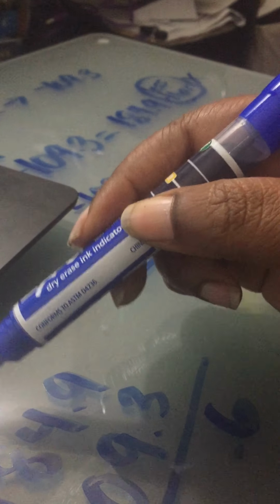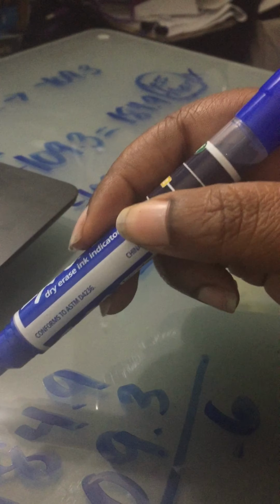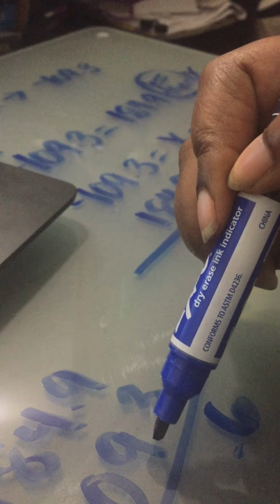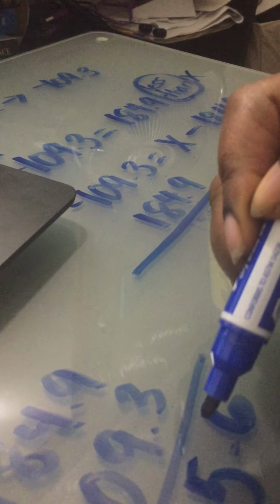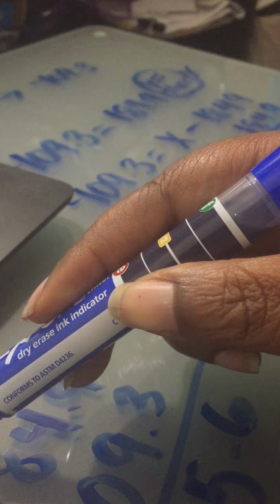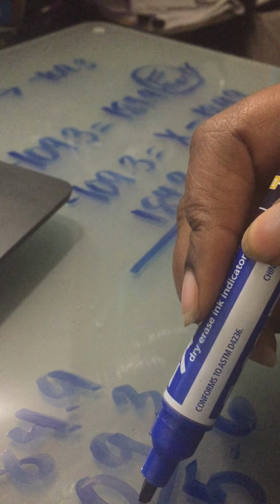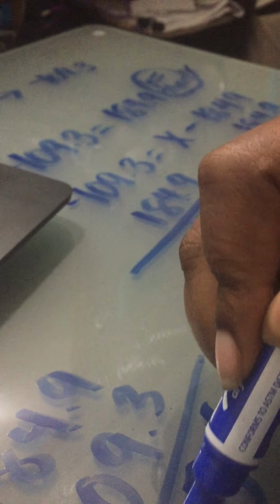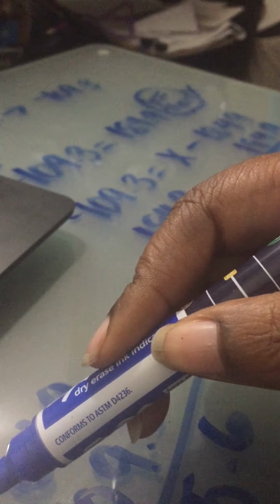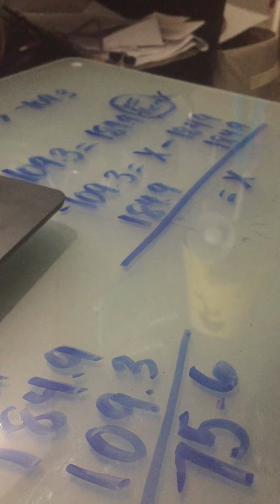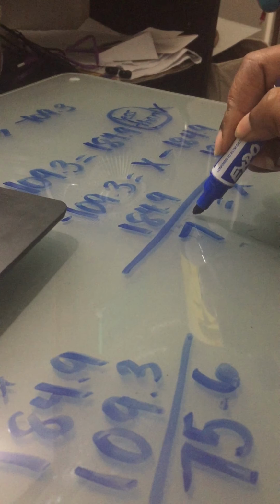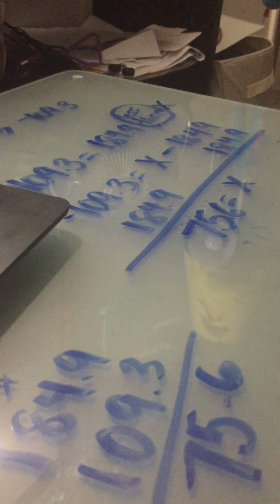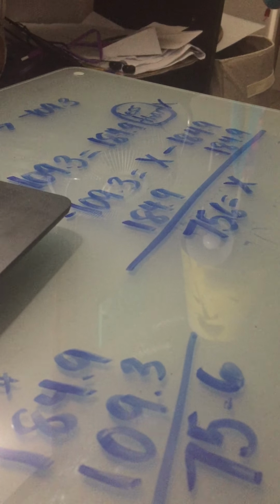So now I have 14. Regrouping, I have 14 1's. So 14 minus 9 is 5. And you have 70 and 0, which is 7 10's. So you have 7. And I have no hundreds here. So my answer is 75.6. So X, the temperature outside, is 75.6 degrees Fahrenheit.